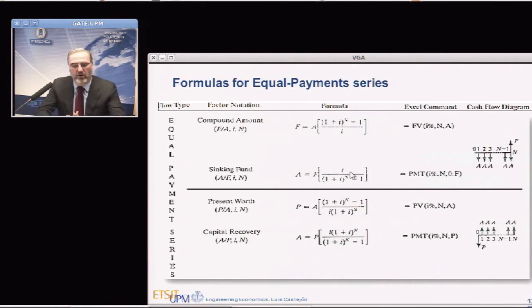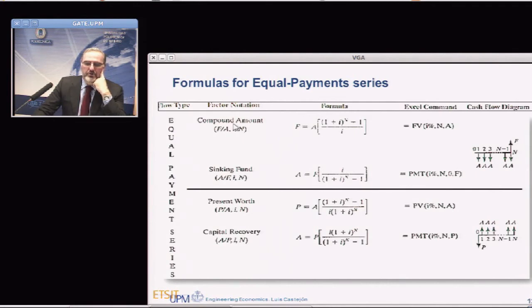Let's go for the more complex formulas, which are the equal payment series. Okay, you see here the representation, the table that is provided by this textbook, and what they use in different situations. As you remember, for the equal payment series we are going to use cash flow diagrams. They are quite useful. I suggest you always try to draw those cash flow diagrams in order to understand what the problem is trying to tell us.